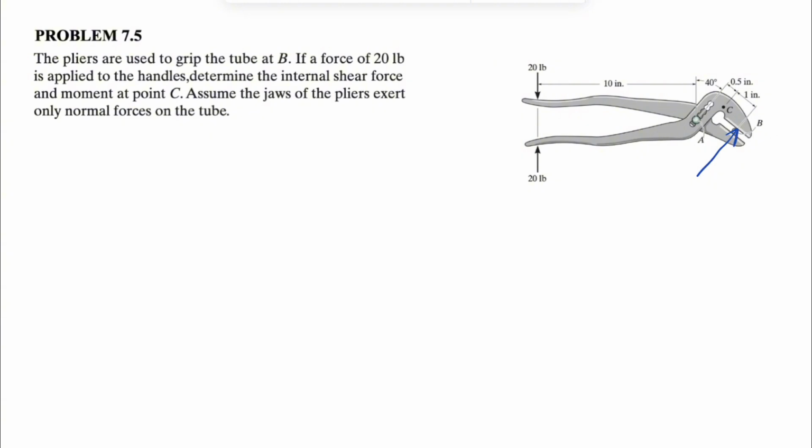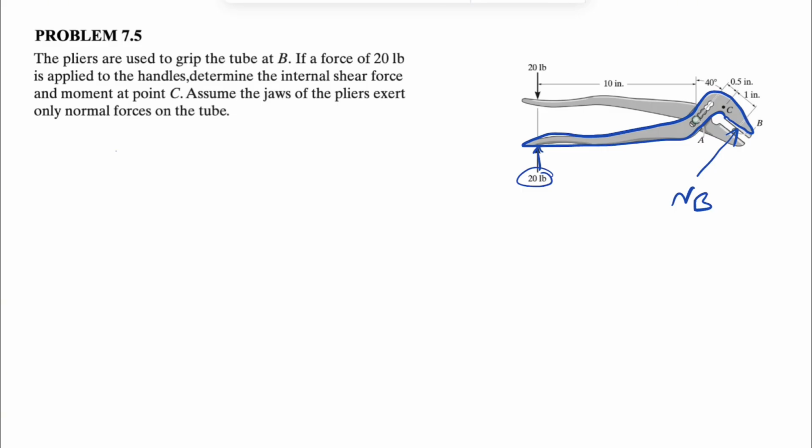So as always, we're going to start with the free body diagram, and we can just go with the free body diagram of one of these jaws. Let's go with the upper part. So I'm talking about this part of this plier. As I mentioned, we only have normal force. We can show it with NB, and the other force that we have is the 20-pound force that is applied on the handle. And let's just figure out the normal force in here.